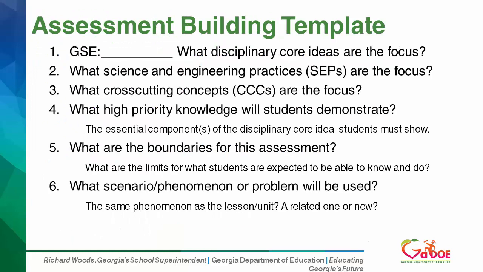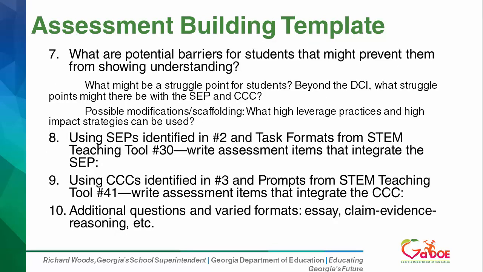Another tool that's linked here is the assessment building template. Now, this walks us through, after we've built a phenomenon task, to consider pieces like the science practices, cross-cutting concept, and it prompts us to think about assessment boundaries, maybe what kind of phenomenon or problem could be used. The template also prompts us to think about what barriers might be present for students in this assessment related to the science practice or cross-cutting concept. And then in questions 8 and 9 here, we can see that we're taking those things from the STEM teaching tools and building assessment items with them. And finally, there might be additional questions or varied formats of questions, maybe claim evidence reasoning and things like that, that we could pull in to assess students.